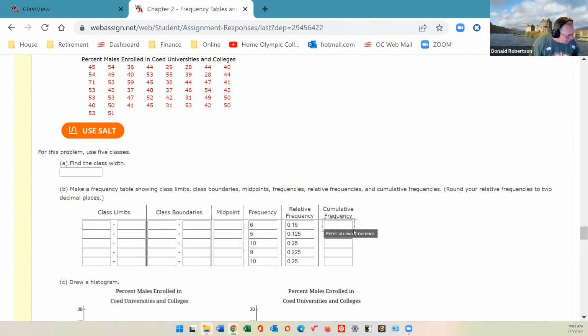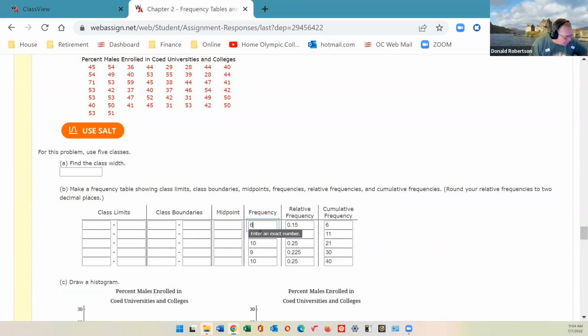Now, to get the cumulative frequency, the first interval, there's 6 numbers. The second one, there's 5 more, so that becomes 11. The next group has 10 more, so that now becomes 21. The next group has 9, so add 9 more to get 30. And the last group had 10, and you got 40. And that's how a cumulative frequency gets created.